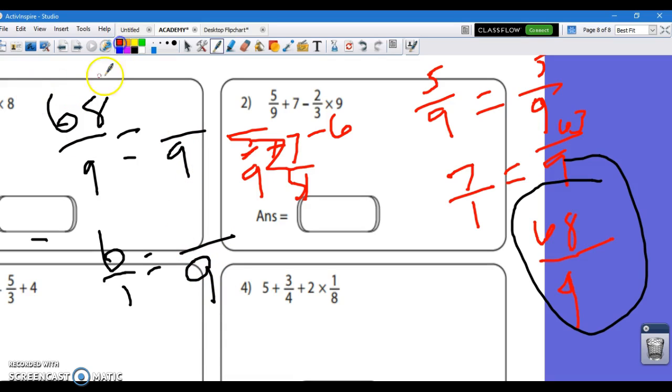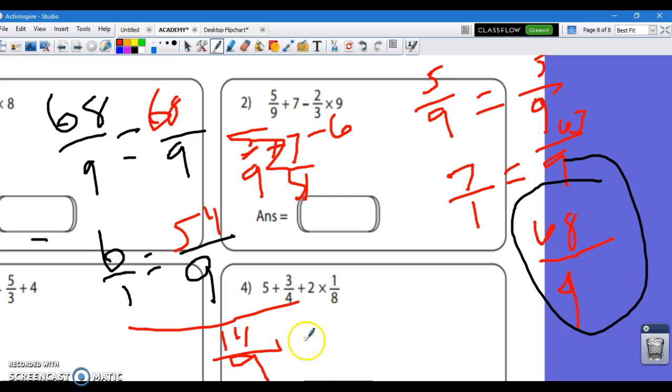Okay, multiply and divide. 9 will go into 9 1 time. 1 times 68 is 68. 1 will go into 9 9 times. 9 times 6 is 54. Now let's subtract. 68 minus 54. So when we subtract 68 minus 54, you get 14. Bottom number, 9. Okay? Can't leave it like that, can you?